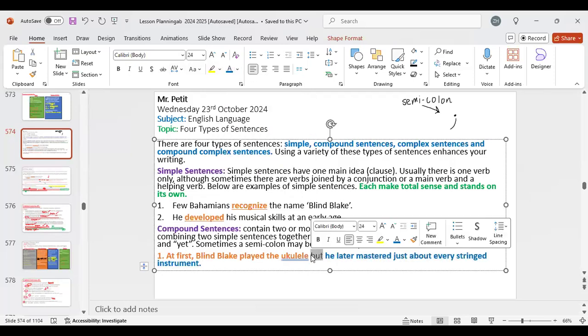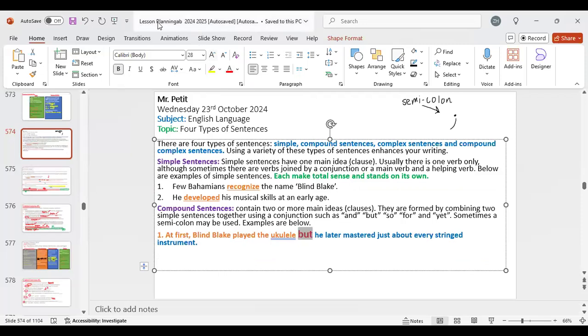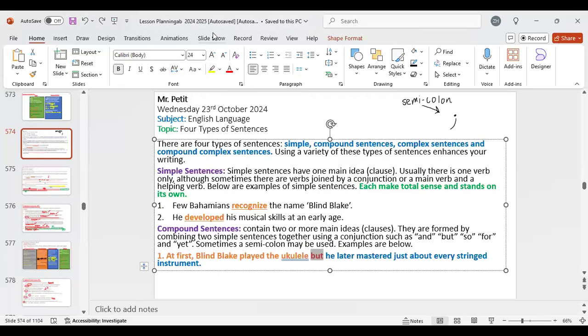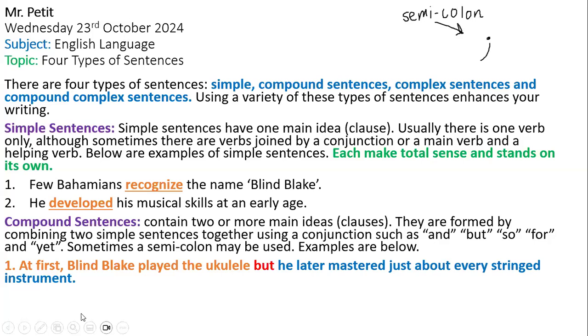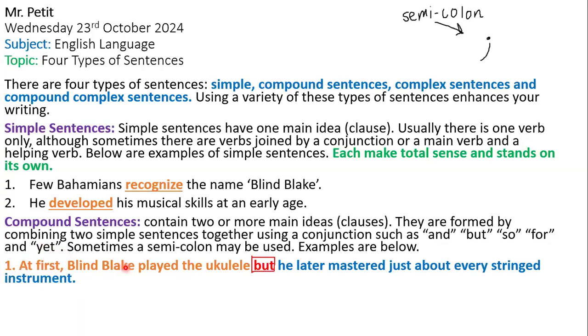But if we want to show the examiners that we know how to build compound sentences, instead of making 2 sentences, let's just keep combining it into one. And so we have a compound sentence because we use the conjunction what? But. So do you see how we form compound sentences, right? At first, blind Blake played the ukulele, but he later mastered just about every string instrument.